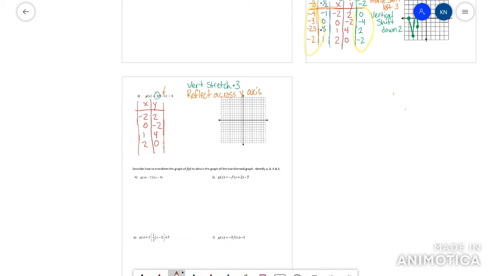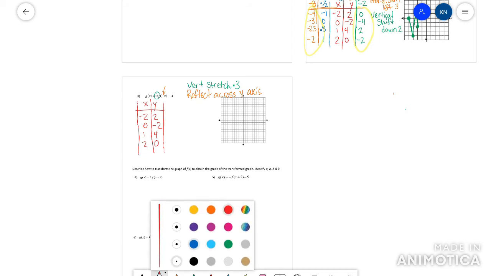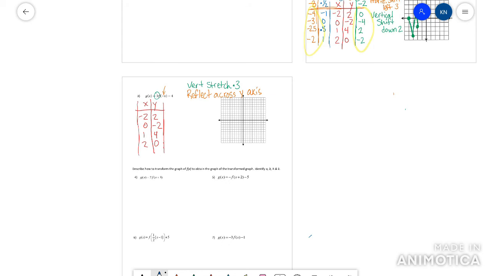All right, and then the last one would be this -4 at the end. That's outside, so it's vertical. And since it's plus or minus, it's a shift. And it's a -4, which makes it go down 4.